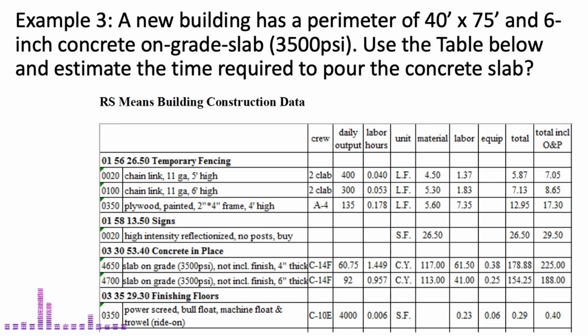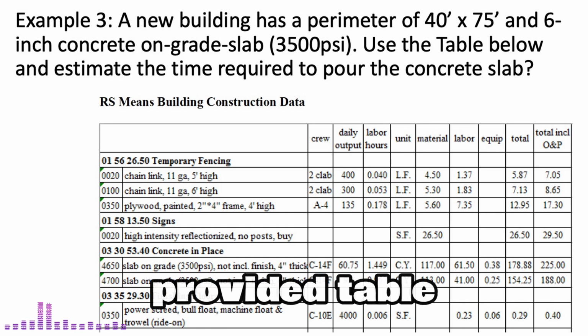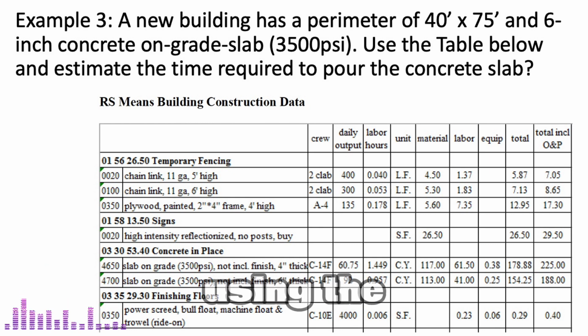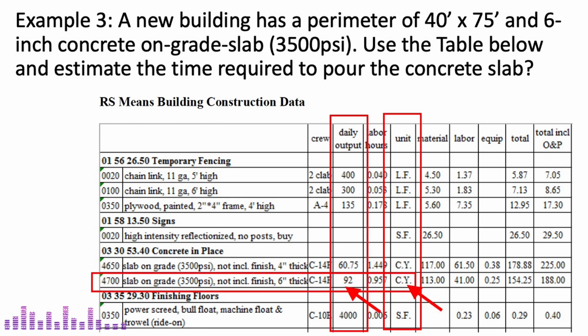Let's go through another example. Example 3. A new building has a perimeter of 40 feet by 75 feet, with a 6-inch thick concrete on-grade slab designed for 3,500 psi strength. Using the provided table, we need to estimate how long it will take to pour the concrete slab. To begin, we first need to determine the production rate using the RS Means table. To do this, locate the row that corresponds to concrete on-grade slabs with 3,500 psi strength. You will notice there are 2 slab options listed, so be sure to select the one that specifies a 6-inch thickness. Next, check the corresponding columns, which display the estimated daily output productivity rate and unit of work. From the table, we find that the production rate is 92 cubic yards per day.